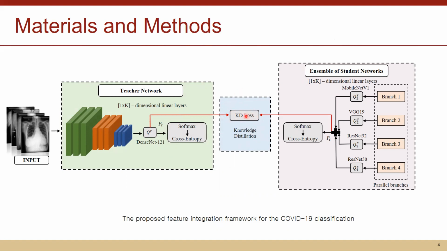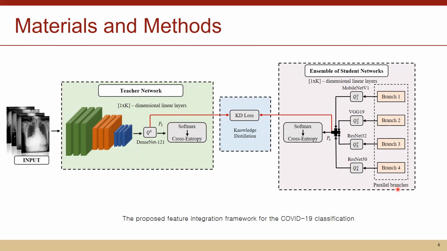In this stage, we try to minimize the KD loss so that the parameters can be used to teach the student model. The second block is what we call the student networks. Instead of using only one student network as in standard KD, here we integrate four main student models: MobileNet V1, VGG19, ResNet 32, and ResNet 50. Those have different sizes and different parameters.